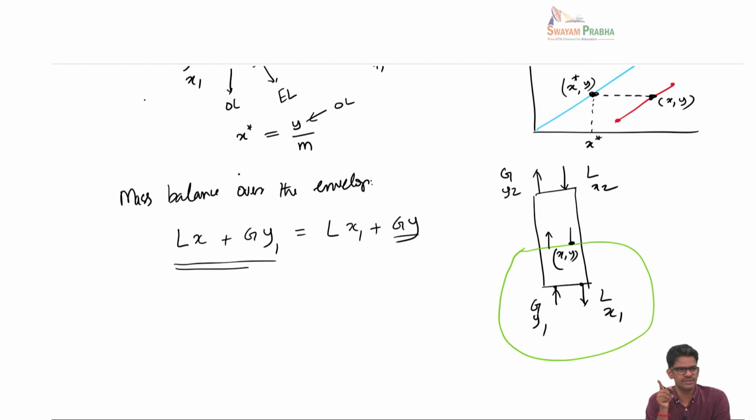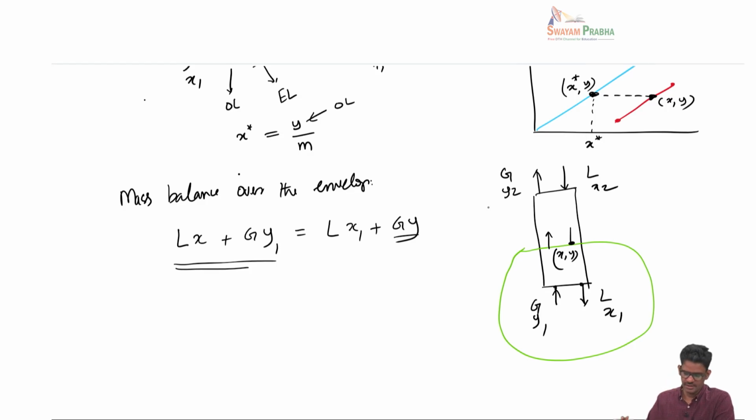In the case of absorption, I did a mass balance for the top of the column, but here I am doing it for the bottom of the column. It does not matter. There you can do a mass balance for the lower part of the column. Here you can do the mass balance for the upper part of the column. It does not matter, just a choice that we are making here.